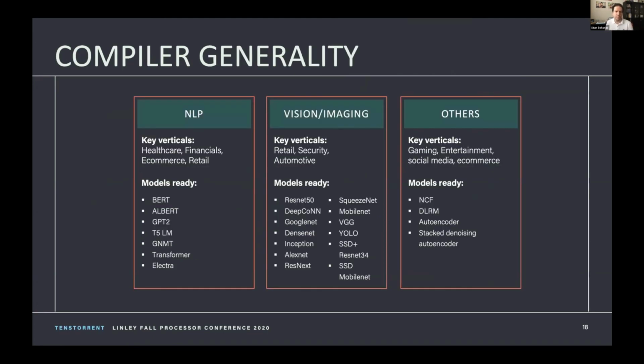Generality was a huge part of what we're trying to do with the compiler. We really set out to be able to run anything thrown at it. And right now, you can see a fairly impressive list of networks that we support. Every single one of these networks is running through the compiler right now. Many of them are running on silicon at very high performance. The others are being brought up as we speak.